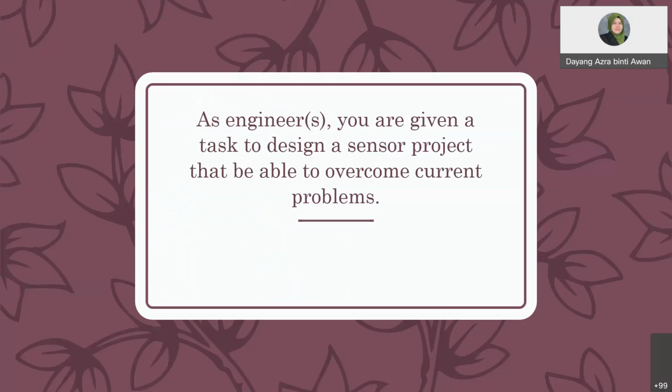And then this is your task. As engineers, you are given a task to design a sensor project that is able to overcome a current problem. For example, you need to find the problem. We need to encounter the problem of a car, where you want to put a sensor so that it will stop if there are obstacles at the back of the car. So that one is your problem.